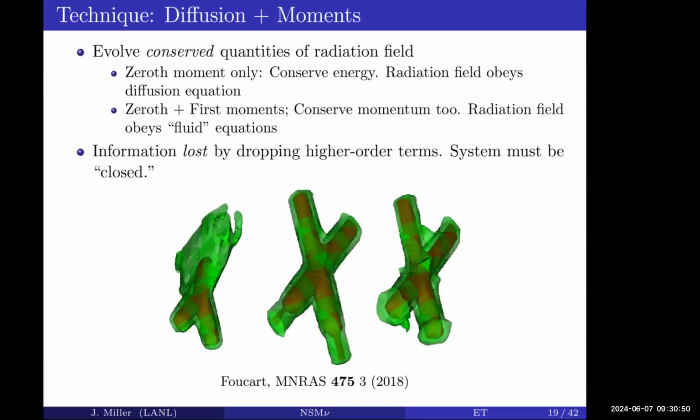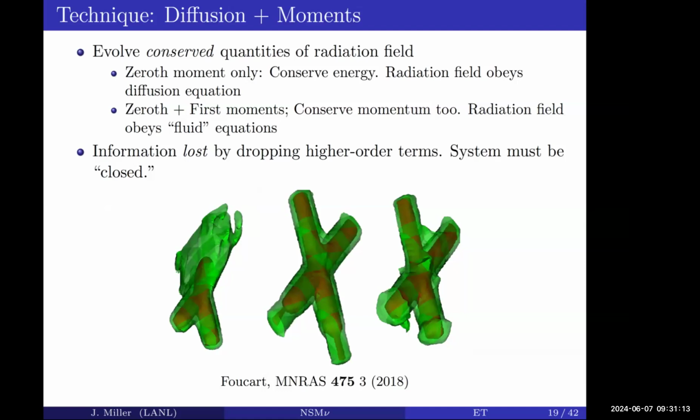Another method, which is very popular, is moment methods. The most popular of these being the two-moment formalism. I'm going to talk about the one-moment and the two-moment formalism. You can actually extend this beyond, but I think you'll get the idea. So the 0th moment is basically you evolve conserved quantities of the radiation field.